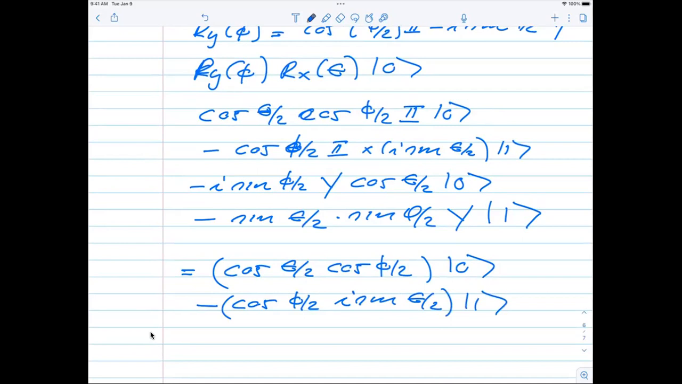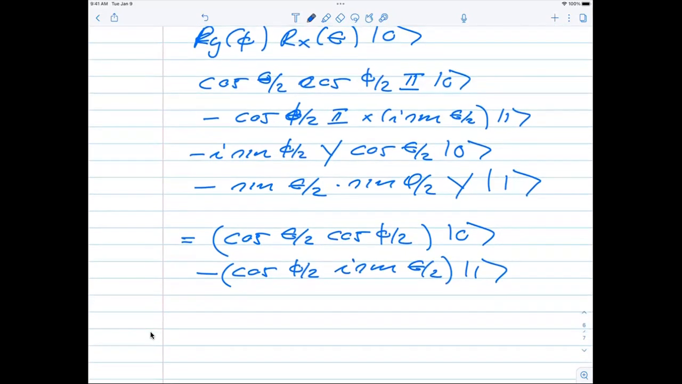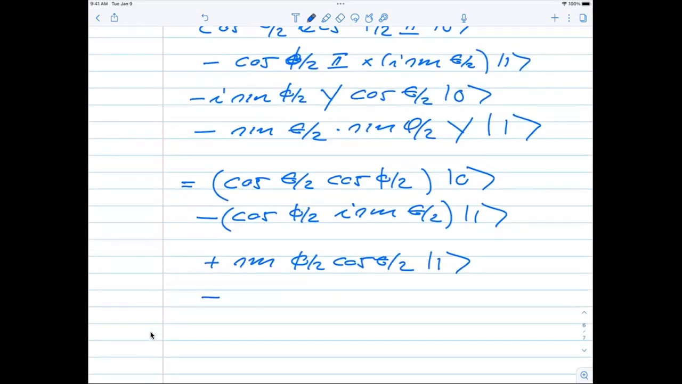And then I know that when I act with the Y matrix on state 0, that simply gives me i times the state 1. So I get plus sine phi half cosine theta half, multiplied with 1. And then I get, in addition, minus i sine theta half sine phi half, multiplied with 0.